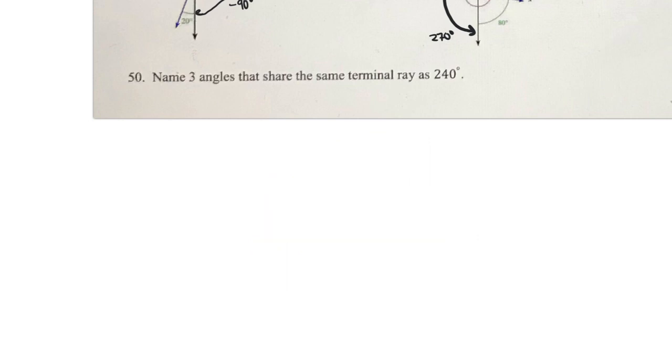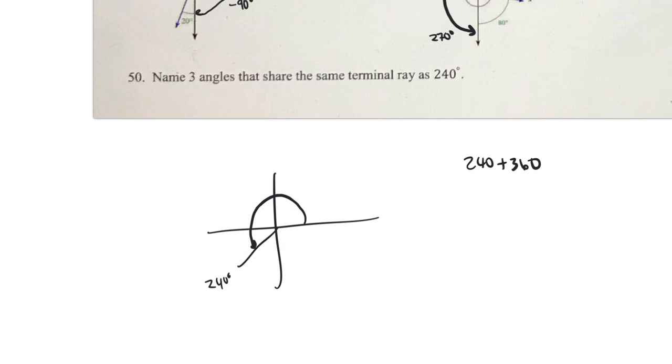So let me just draw the original situation again. So that's 240 right there, 240 degrees. So let's do that first case scenario. It would really just be 240 plus 360, right? Because imagine if we had some angle that hit 240 but then did a full revolution around. Well, that's going to be 240 plus 360, which is 600. So 600 degrees would totally work.